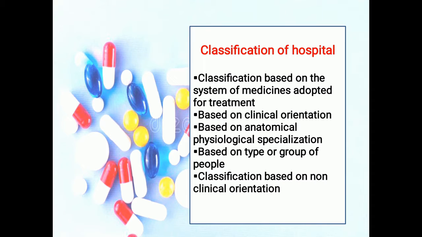Basically, non-clinical orientation is on an ownership basis. In the ownership basis, the first criterion is central government control. They are military hospitals, railway hospitals, JIPMER Hospital Pondicherry, All India Institute of Medical Sciences New Delhi, PG Institute of Medical Sciences Chandigarh. Apart from that, state government control: General Hospital Madras, Stanley Hospital Madras, and various district headquarters hospitals.